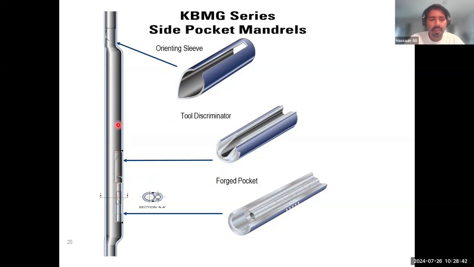For that tool to work and orientate in the pocket, because the pocket, if you can see, is always at 12 o'clock to the main bore of the mandrel, for that intervention tool to come, orientate, pull, and push the valve, it needs to locate itself inside the mandrel. For that, it needs this orienting sleeve. Then there is a forged pocket or tool discriminator over here. The tool discriminator is to assist that intervention tool and guide it to the entrance of the pocket. This tool discriminator is usually located ahead of the pocket. It will help the tool to orientate and then guide it to the entrance of the pocket. Once the tool goes to the entrance of the pocket, then it can actually push and pull down.